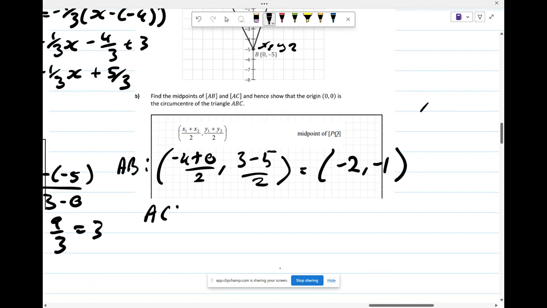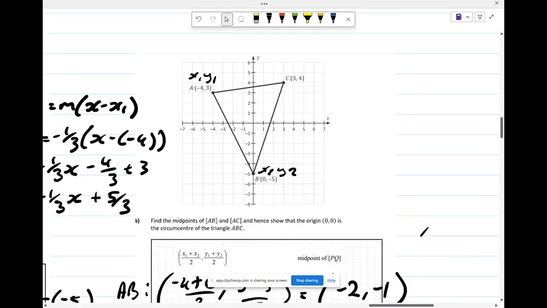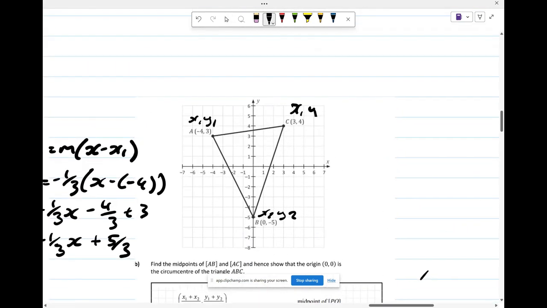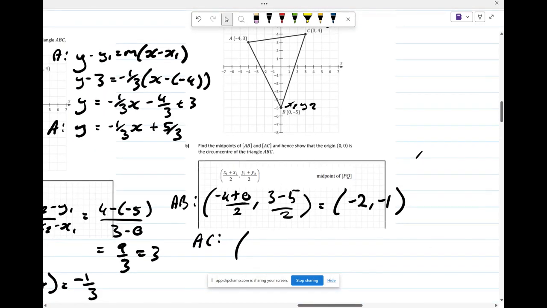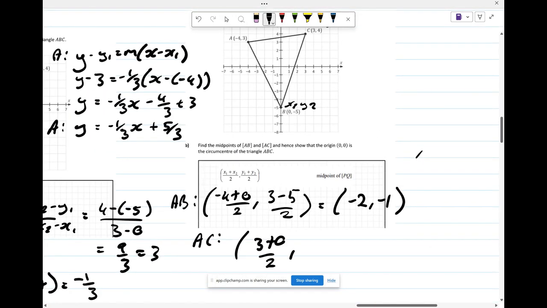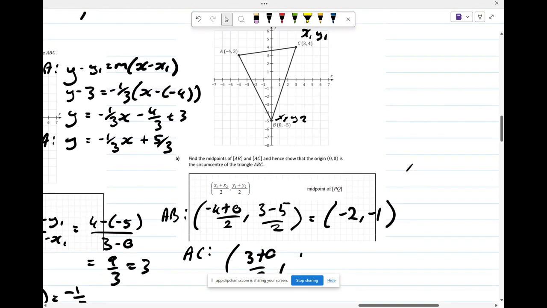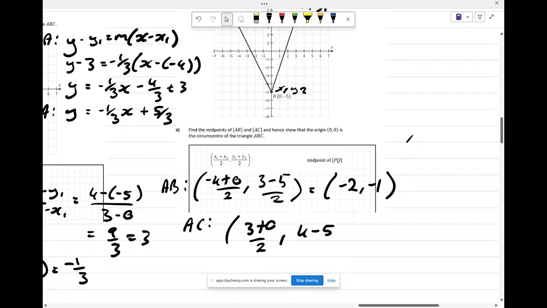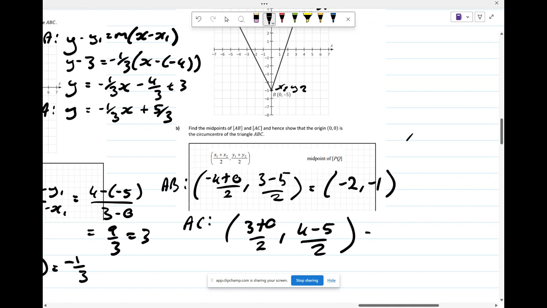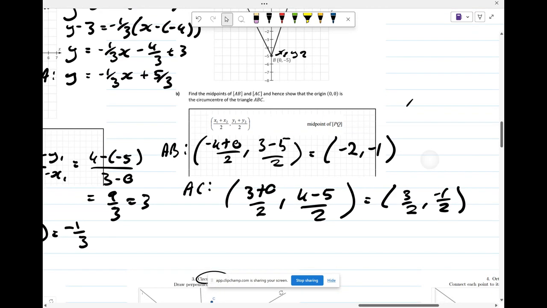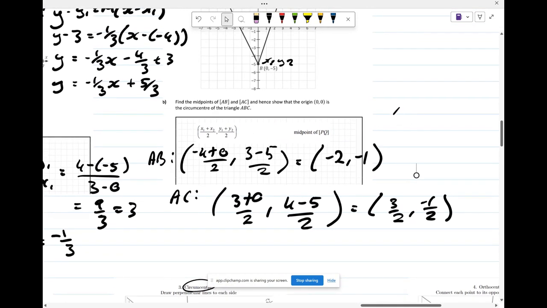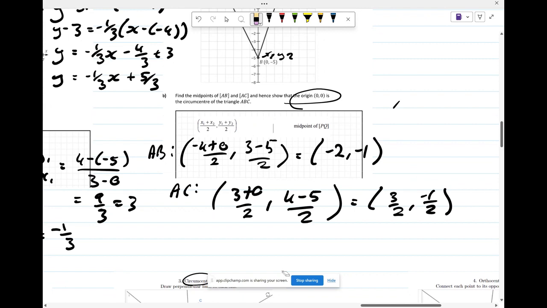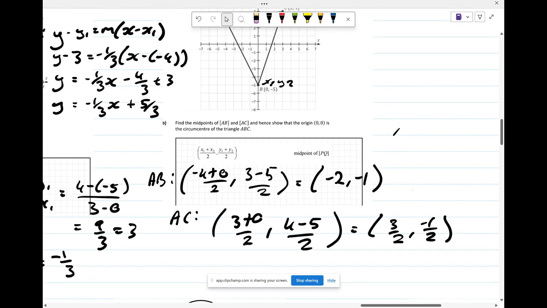Midpoint of AC is going to be, if we call this one x1 and y1 instead of A, it's going to be 3 plus 0 over 2, and that's going to be 4 minus 5 over 2. So it's going to be 3 over 2 and minus a half. So that's the midpoint of AC.